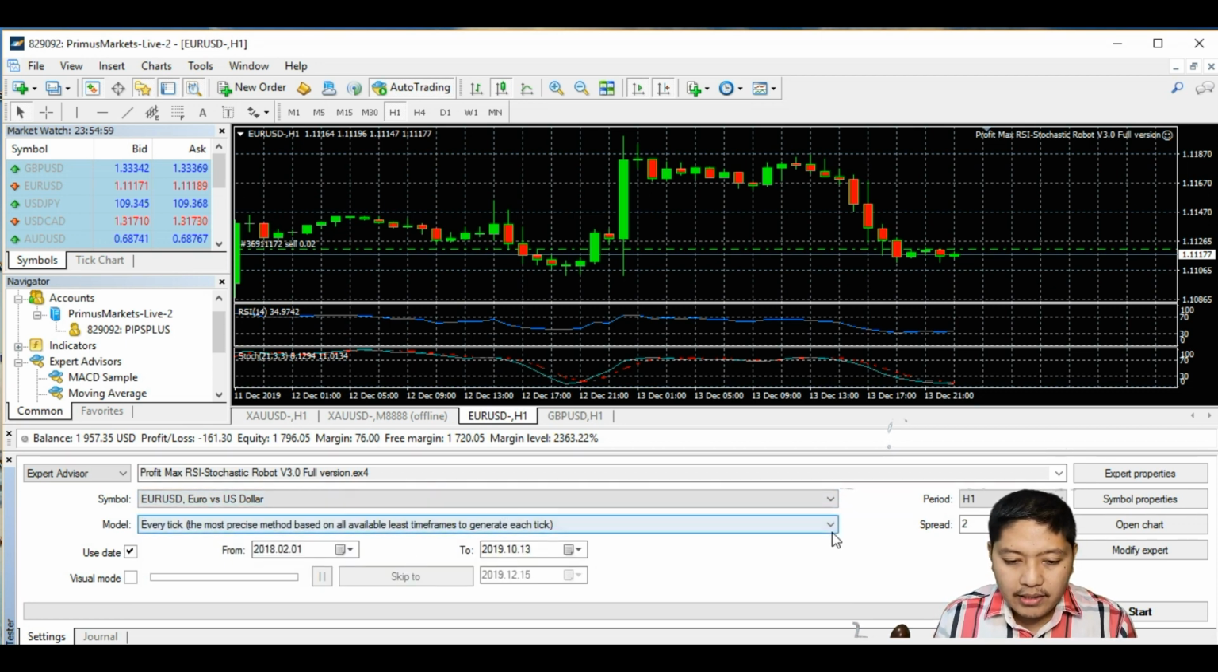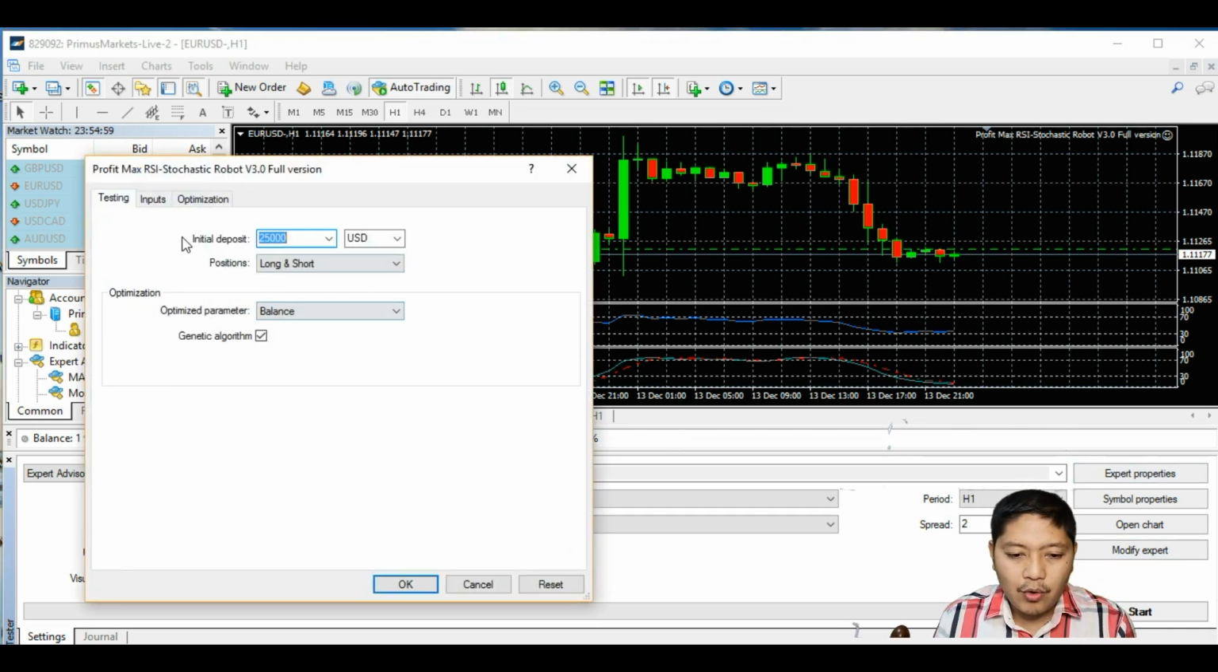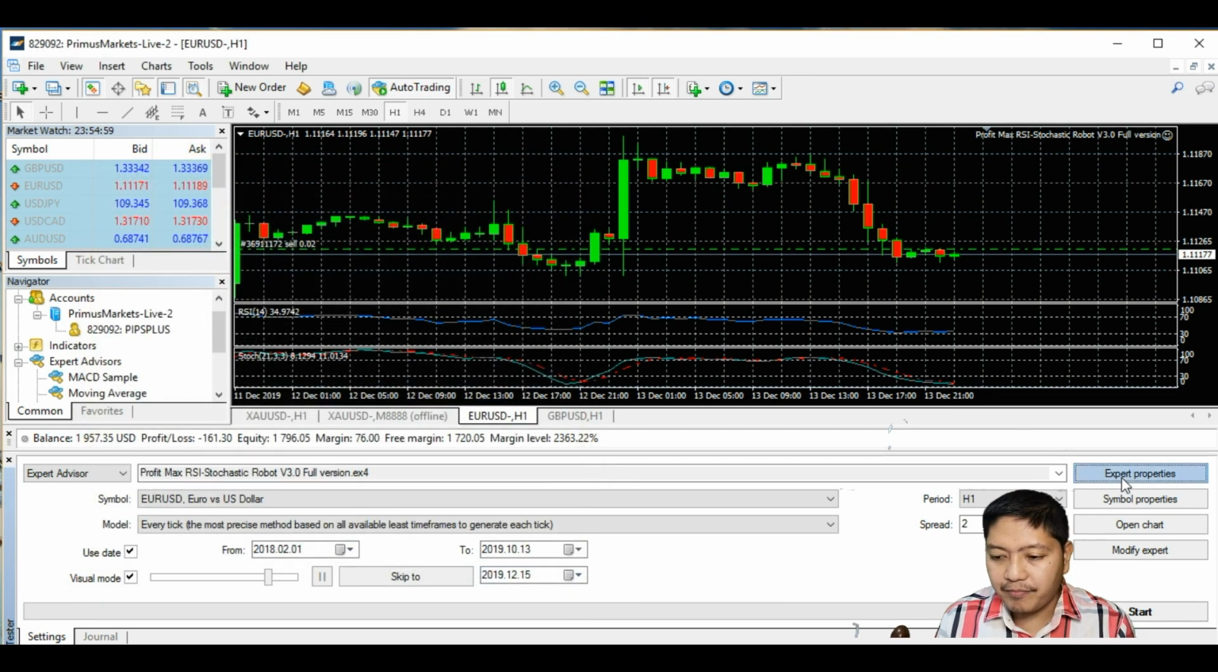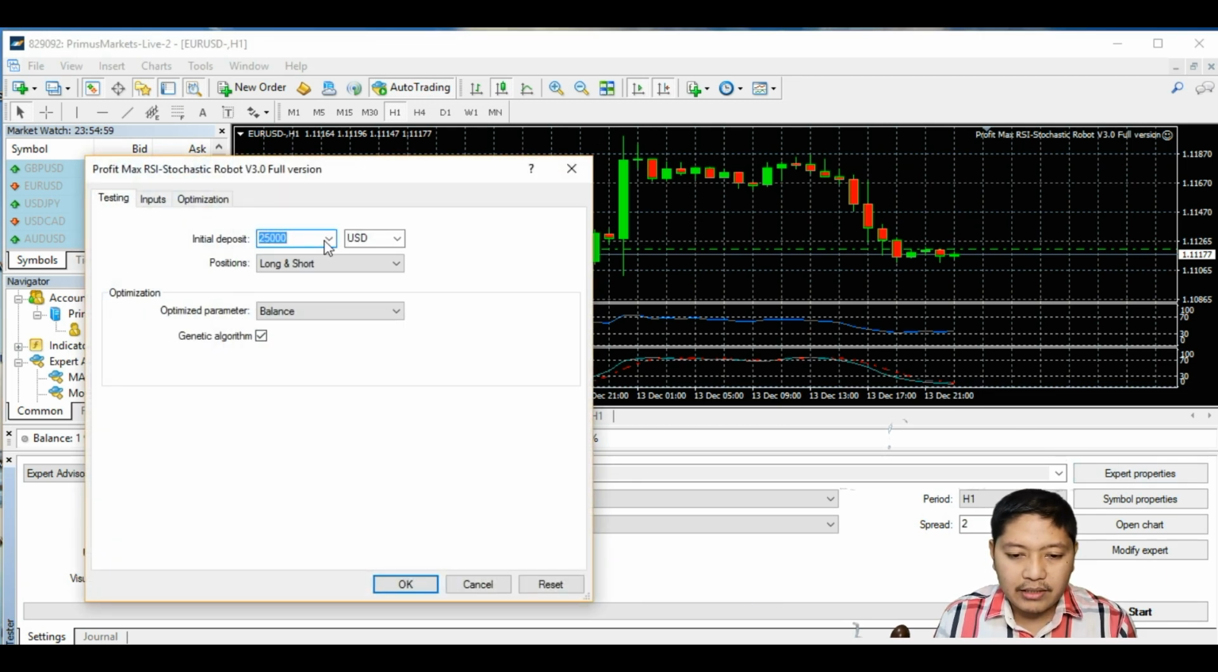And then we maintain every tick, and you can set the date to use. This date we will be using, and then you can have a visual mode. Visual mode means you can see that particular monitor, right? We will use that so that you will see how it enters the trade. For the testing, in our expert properties, you can change the value of your capital.